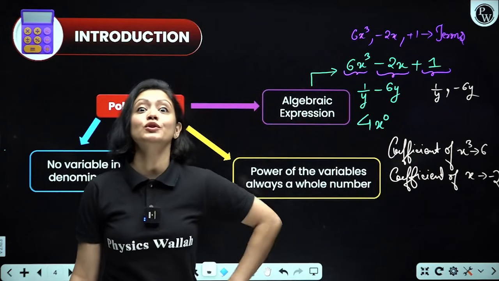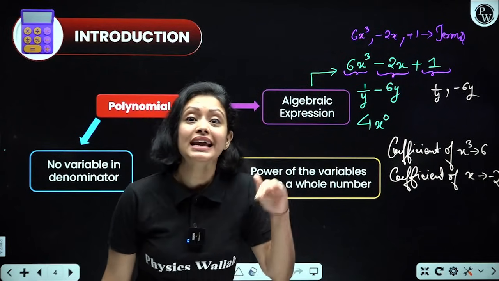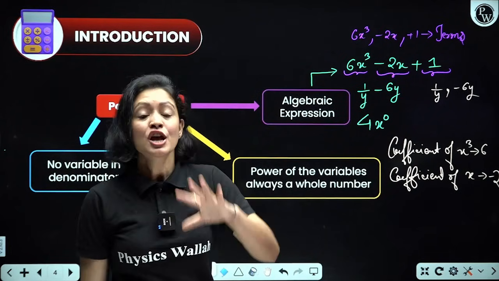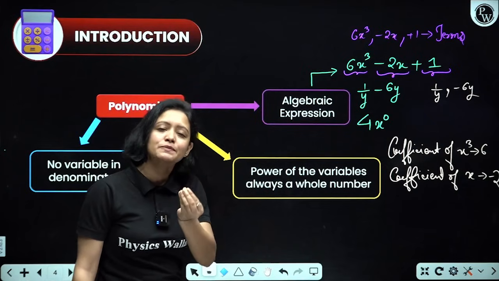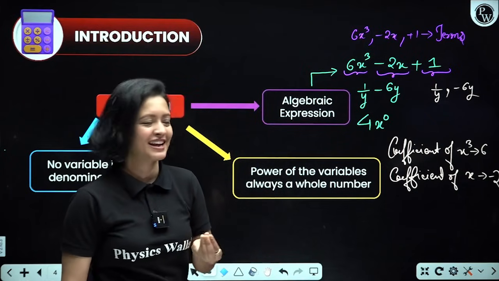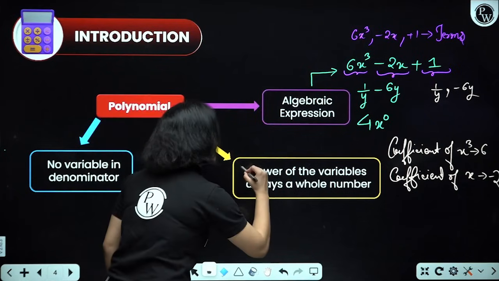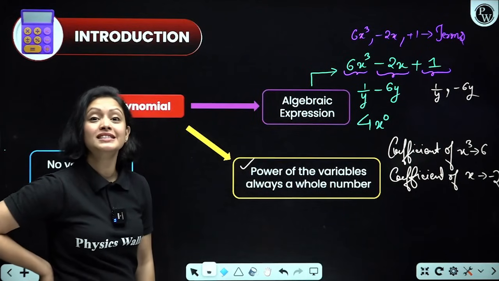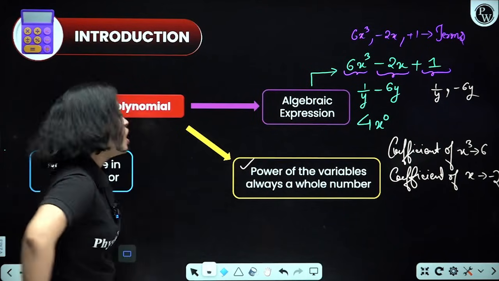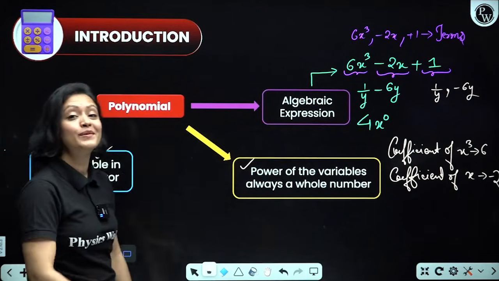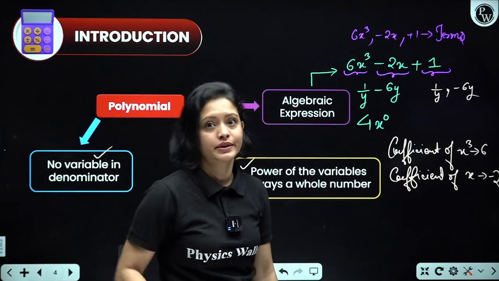Now let's come to the main topic. What is a polynomial? So look, a polynomial is a special type of algebraic expression, guys, in which the powers of the variables are all whole numbers, or you could say no variable is in the denominator.